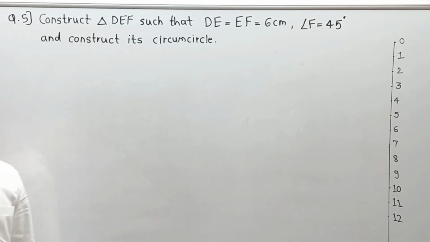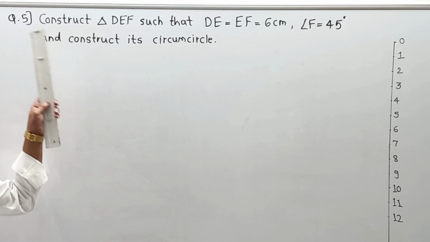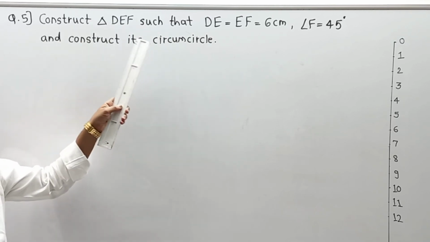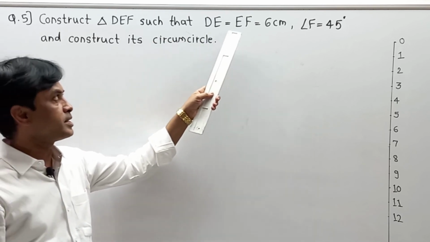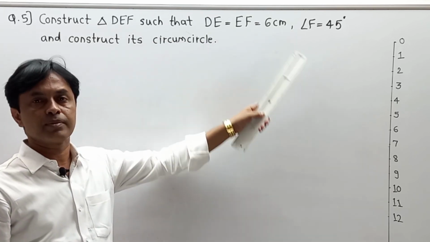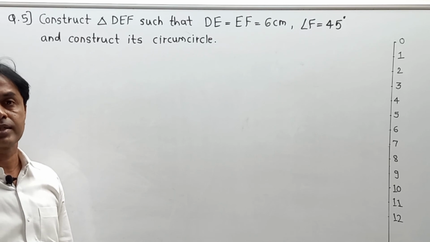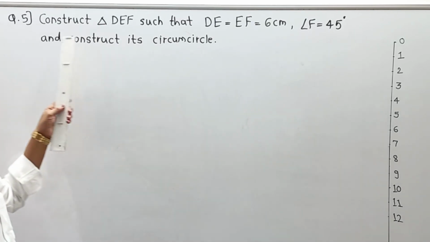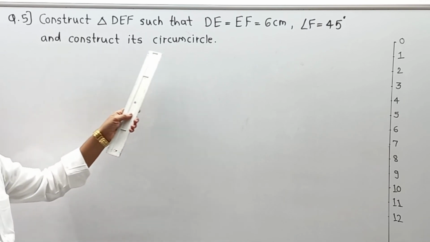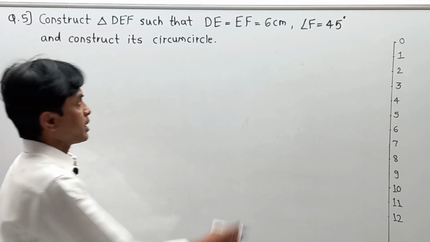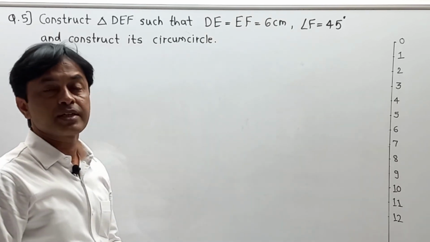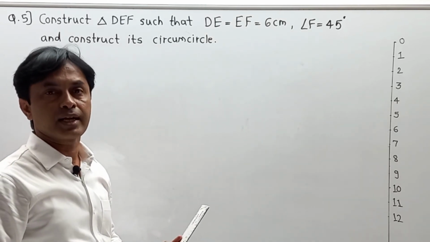Now we are going to start the last numerical, and the question is: construct triangle DEF such that DE is equal to EF is equal to 6 centimeter. Means in this triangle two sides are equal. Angle F is equal to 45 degree, and construct its circumcircle. Here DE is equal to EF and F is 45 degree. Means definitely it's an isosceles right angle triangle.